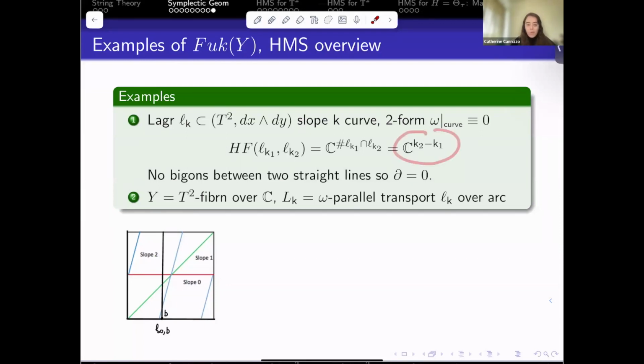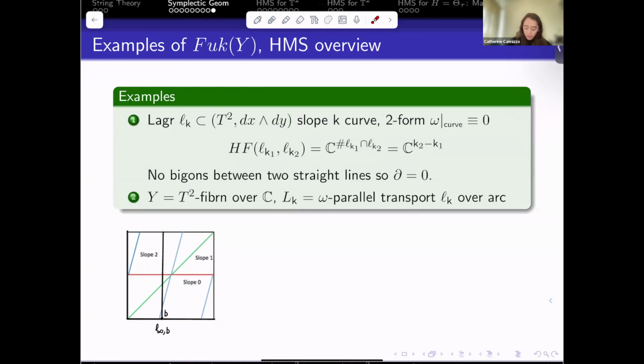Looking at how many intersection points there are between slope K1 and slope K2, you can actually count directly. This is a modular arithmetic question: what do you need to have 2 lines pass through the same point, up to an integer? It turns out that for T2, there are K2 minus K1 of them. So we have our cochain complex generated by K2 minus K1 points.